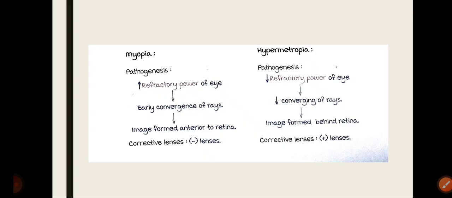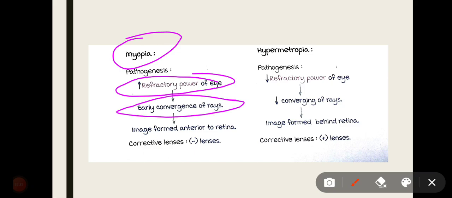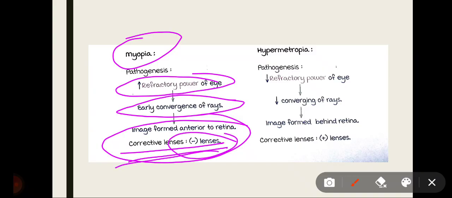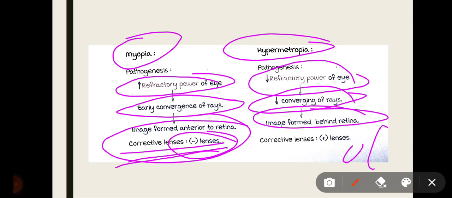So we have to summarize the pathologies of myopia and hypermetropia. In myopia, there is increased refractive power of the eye. With early convergence of the rays, the image is formed anterior to the retina, so the corrective lens used is a minus power lens, that is a concave lens. In hypermetropia, the pathogenesis is a decrease in the refractive power of the eye. So there will be decreased convergence of the rays, and the image will be formed behind the retina. So the corrective lens is a plus power lens.